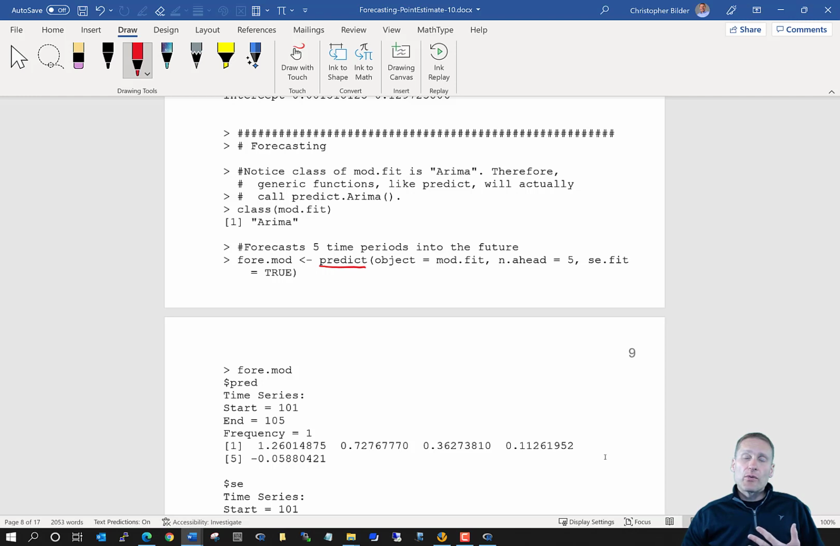And so now when we use predict with our results from the ARIMA function, remember the class of mod.fit is Arima with a capital A. And so the actual function that R is going to implement here is predict.Arima. Here are the corresponding arguments. My object that actually stores the information from estimating the model was called mod.fit.